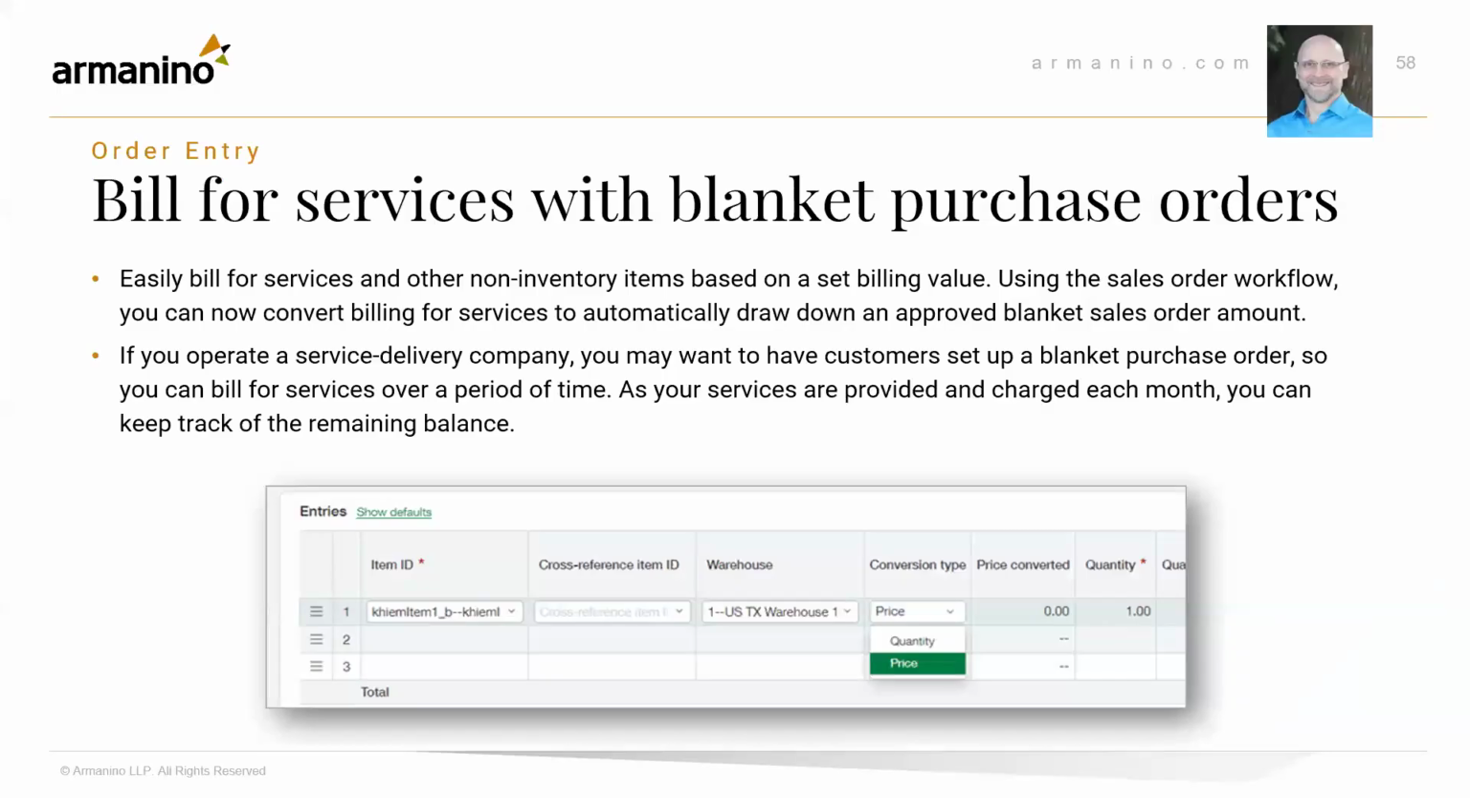Moving on to order entry. Bill for services with blanket purchase orders. So now you can easily bill for services and other non-inventory items based on a set billing value. Using the sales order workflow, you can now convert billing for services to automatically draw down on an approved blanket sales order amount. If you operate a service delivery company, you may want to have customers set up a blanket purchase order so you can bill for services over a period of time. As your services are provided and charged each month, you can keep track of the remaining balance. So you can see there, they've got a new price versus quantity conversion type.